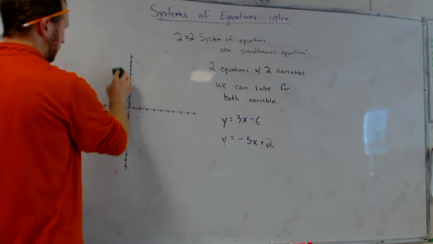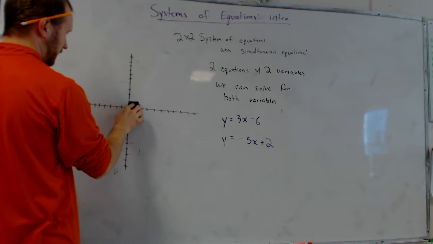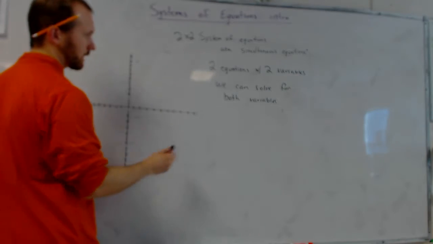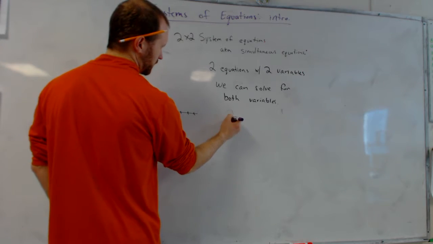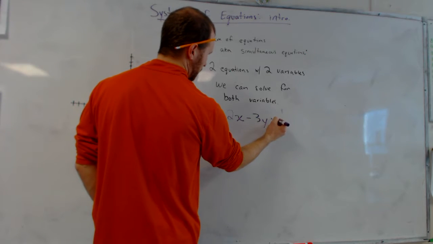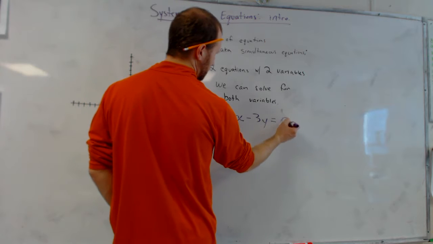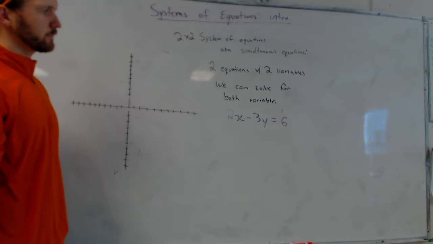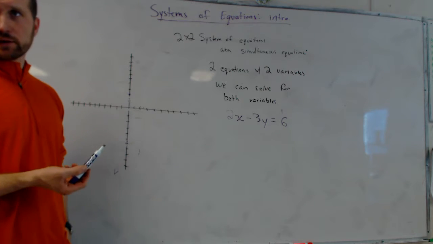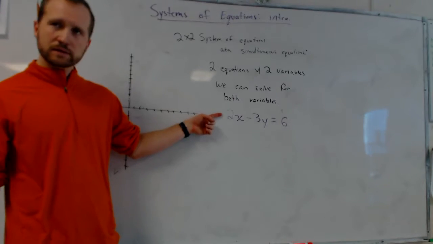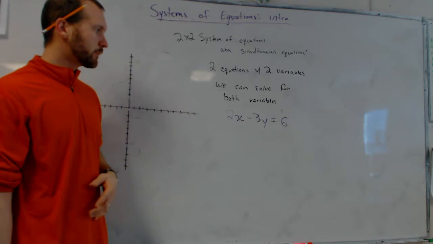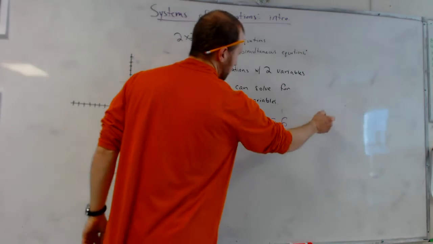Now, let's just do one more example. Keeping my graph here. Let's say I had something like this: 2x minus 3y equals 6. Okay, so that's called standard form. But it's still an equation, it's still a line, it has two variables. So I'm going to be able to graph that. Let's just graph it, just so we review.